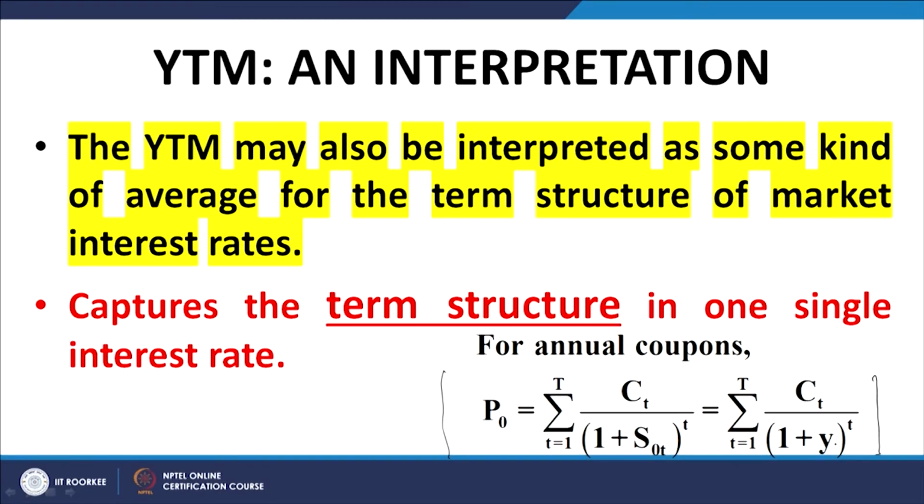In other words, in some rough sense, maybe not the conventional average, it does capture the entire spectrum of spot rates which is relevant to discounting the cash flow pattern of a bond in one single number, and that is the YTM. That is the interpretation of YTM. So, YTM may be interpreted as some kind of average of the term structure of interest. It is that one single figure which captures the entire spectrum of spot rates.